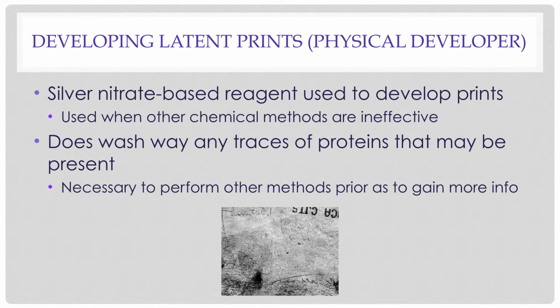There's also a developing process that uses what's known as physical developer, and this is a silver nitrate based reagent that's used to develop the print. This is used when all other chemical methods are ineffective. It does, though, wash away any traces of proteins that may be present. So all other methods of analyzing that print need to be done prior to this physical developer method, because after that, the print's destroyed. There's nothing else that they can do with it.